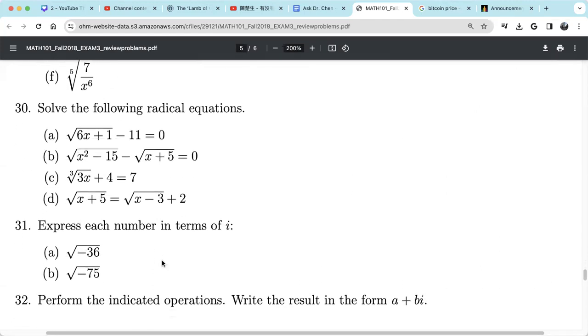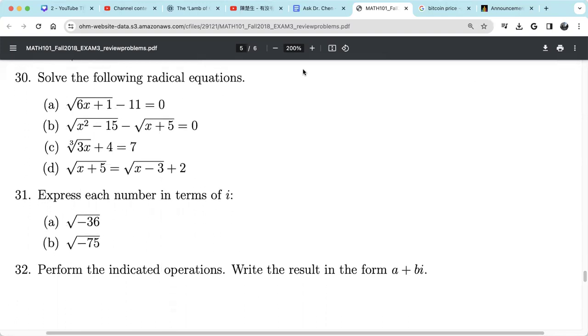Now let's see question 30. Question 30, we want to solve for radical equations. Let's see A. A, we only have 1 with radical sign. And this is the minus 11. This is a rational number. So what do we want to do? We want to move to the right-hand side. So we get square root of 6x plus 1 equals to 11, right? We'll add 11 on both sides. Then we square both sides.